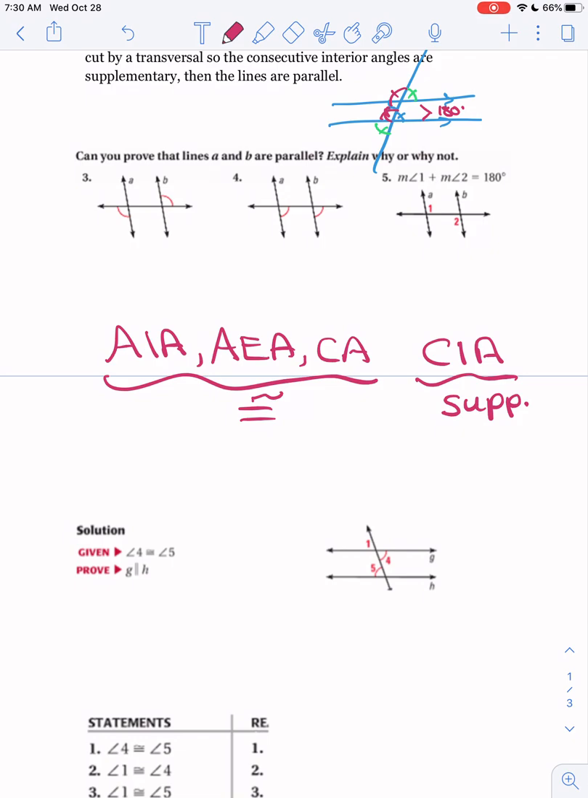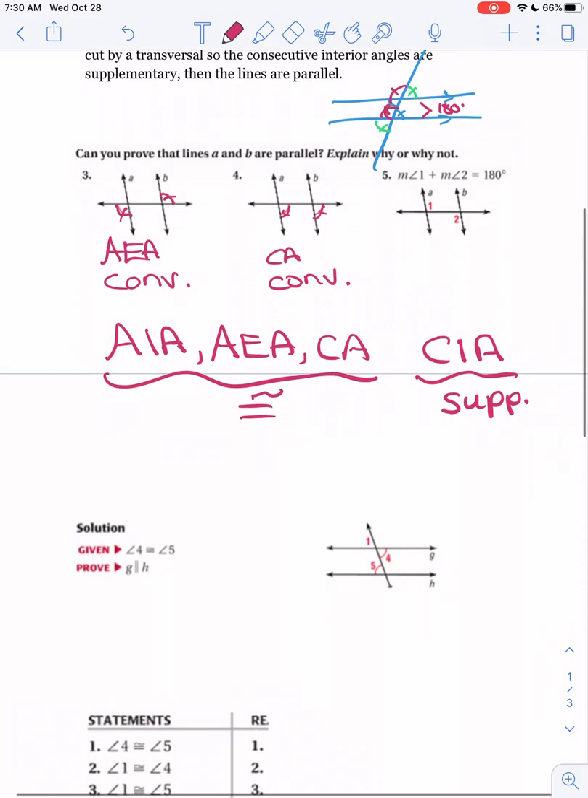Looks like we have alternate exterior angles are congruent, so we would say yes, because alternate exterior angles are congruent. We call that the alternate exterior angle converse. When you're using them to prove that the lines are parallel, that's the converse. Number 4, it looks like they give us corresponding angles are congruent, so that's the corresponding angle converse.